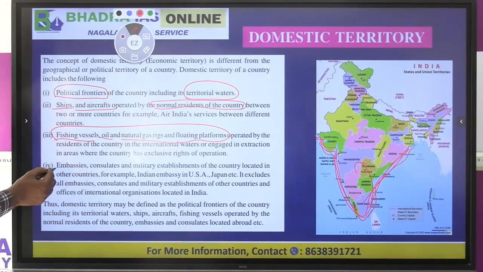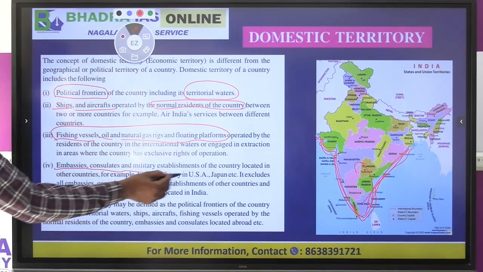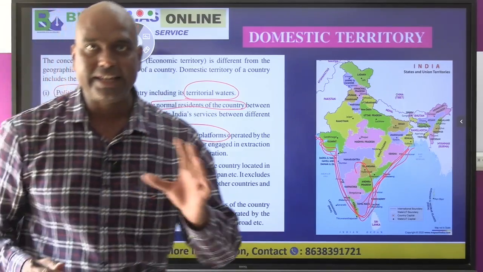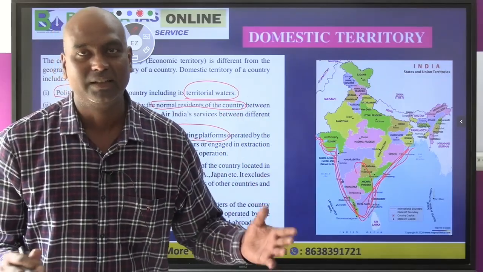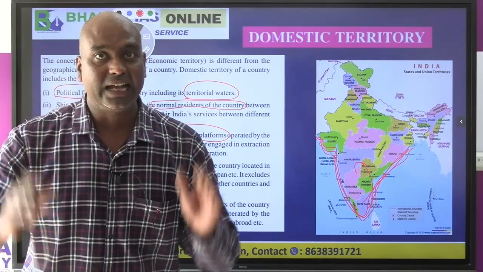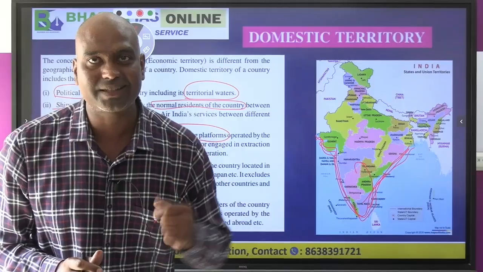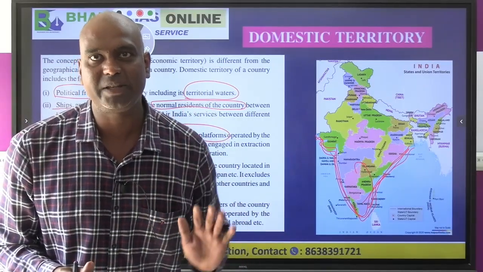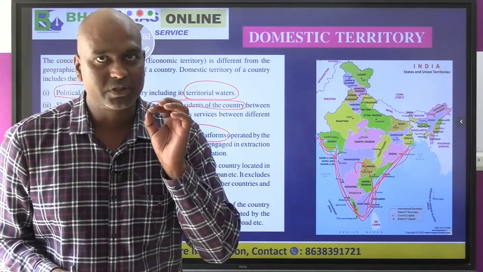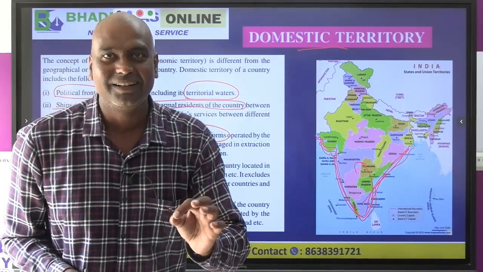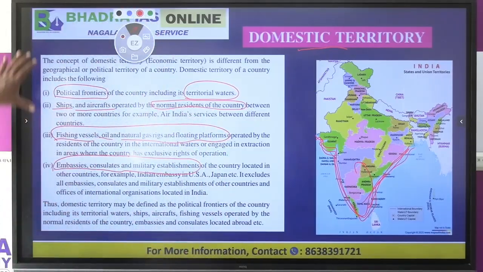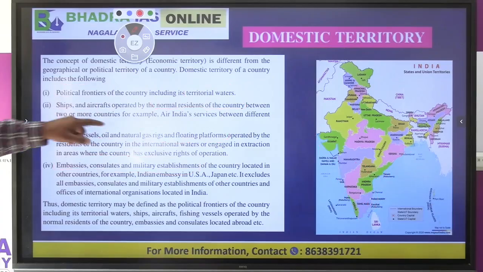Then a very important one is this: foreign embassies, consulates, and military establishments of India located in America, Russia, Japan, China, Korea, wherever. They are considered to be our territory, and in that foreign embassy, whatever production takes place is added to India's GDP. Therefore, in the GDP concept, the main thing you need to understand is what we mean by domestic territory or economic territory. I have given you the full detail here. I will put this PDF file along with the video so that you can have a look at this information also for your preparation.